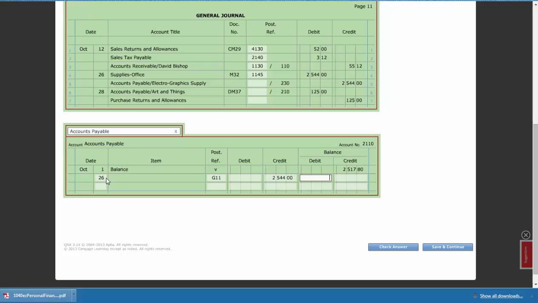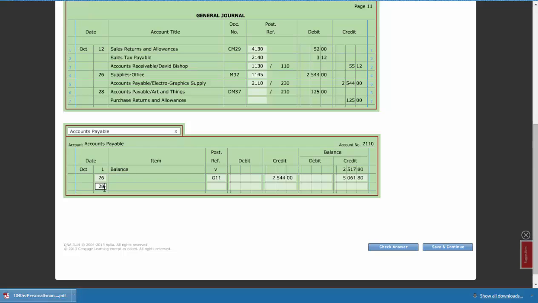So previously my balance in accounts payable was $2,517.80. Now I'm going to add that new one in there. So now I owe all of my vendors $5,061.80. And then account number 2110 goes back up top. And you will see on line 6 here, I have accounts payable / art and things, and that is a debit memorandum. A debit memorandum is we returned items that we purchased.